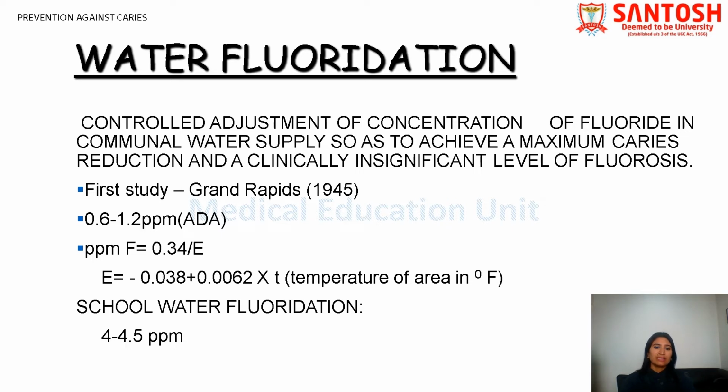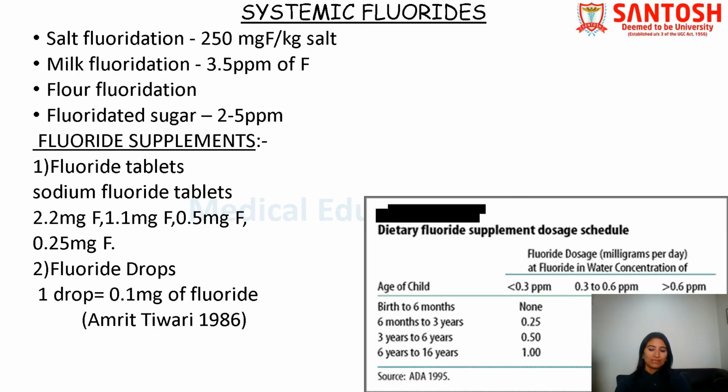The systemic fluoride can be done under the following heads I told you. To start with, water fluoridation: it is the controlled adjustment of concentration of fluoride in communal water supply so as to achieve a maximum caries reduction and a clinically insignificant level of fluorosis. Then we can do salt fluoridation, milk fluoridation. Fluoride supplements can be given in the form of fluoride tablets and fluoride drops.